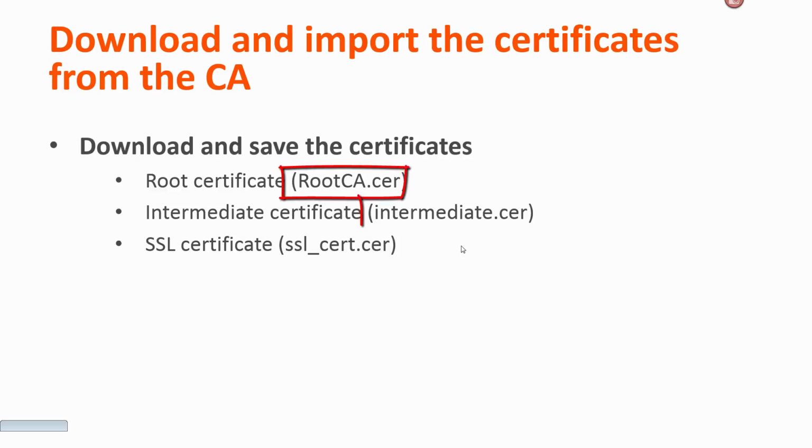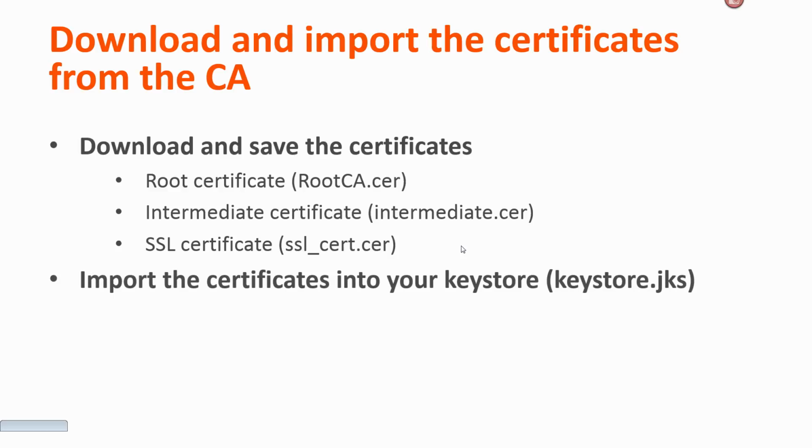I use the following naming conventions to keep them straight. I have a root certificate, an intermediate certificate, and an SSL certificate. It's important not to mismatch the root and intermediate certificates. Use the correct certificates for your particular environment, that is, in this case, Tomcat. And then import the certificates into your key store, in this case, keystore.jks.